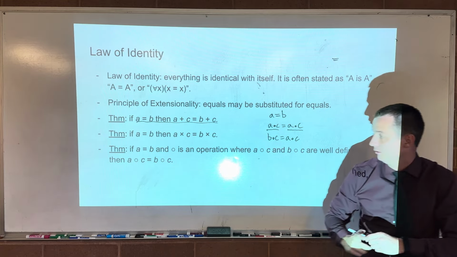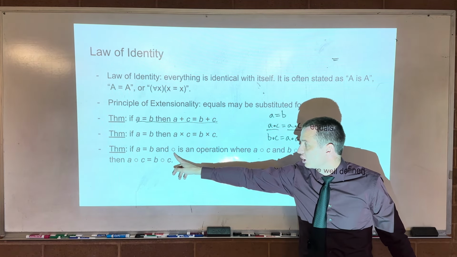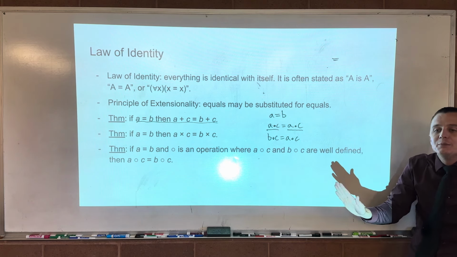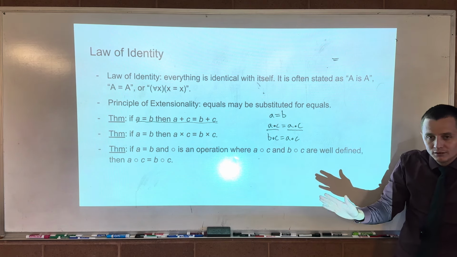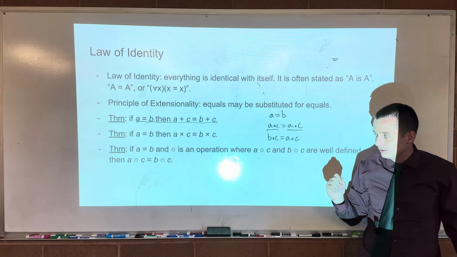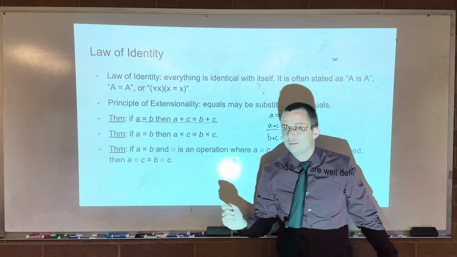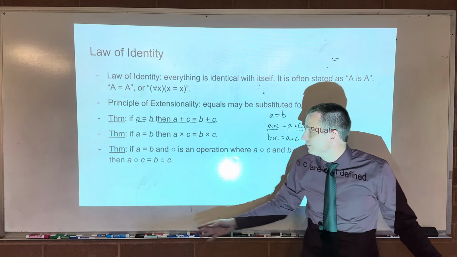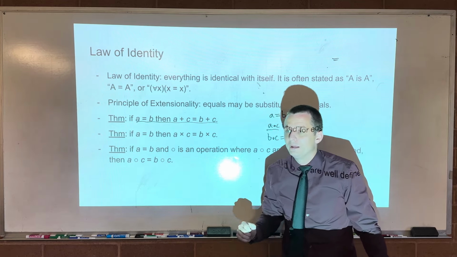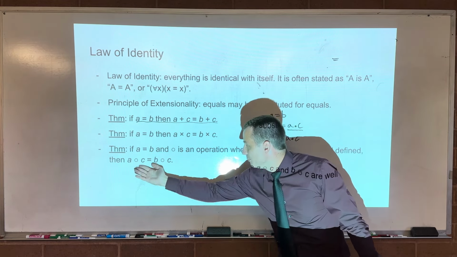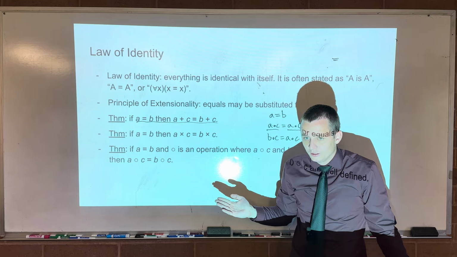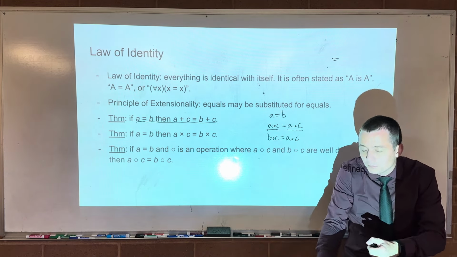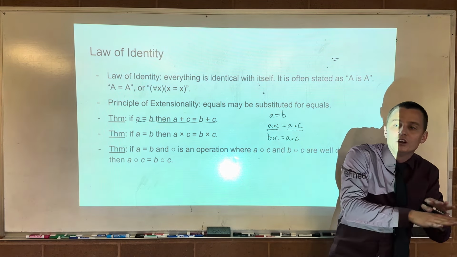So in general, if A equals B and circle is an operation where A circle C and B circle C are well defined, so they make sense, we're not writing nonsense, then we always know that A circle C is equal to B circle C, for any operation, for any A's, B's, and C's. They could have been functions, and that operation could have been function composition. They could have been matrices, and that could have been matrix multiplication. It doesn't matter what it is. This is always the case. We know that not from any proof in mathematics, it's more fundamental than that. We know that from the logic of it.